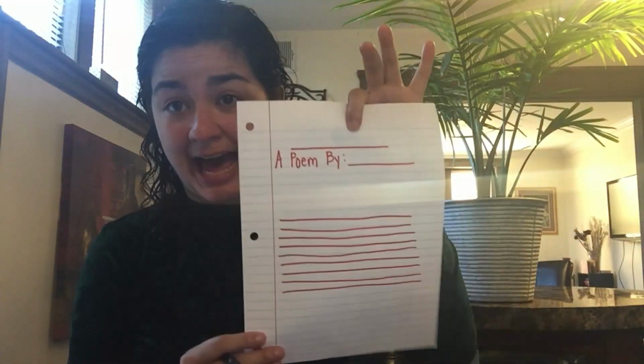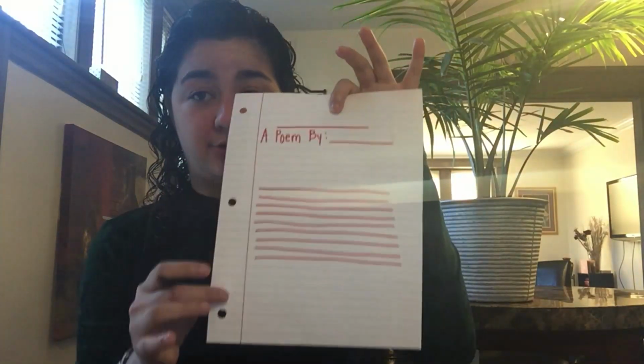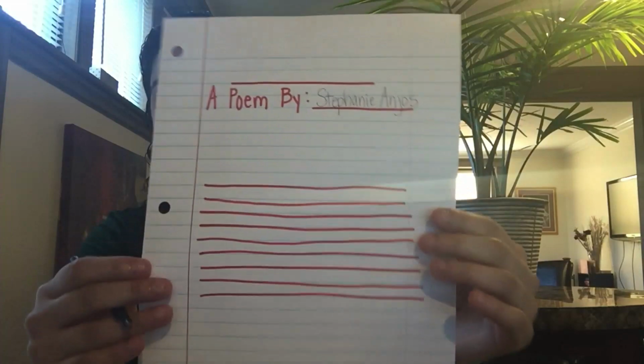All right, I know you're just itching like, Miss Andrews, let me write. It is finally that time. So we are leaving our title for last. We are writing the actual poem first. Where it says a poem by, you're going to write your name. I'm going to go ahead and write mine. All right, should look like this.